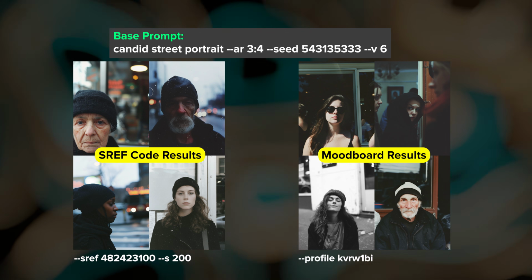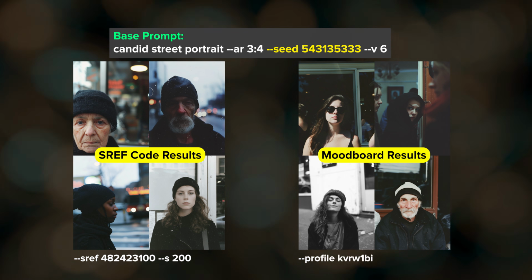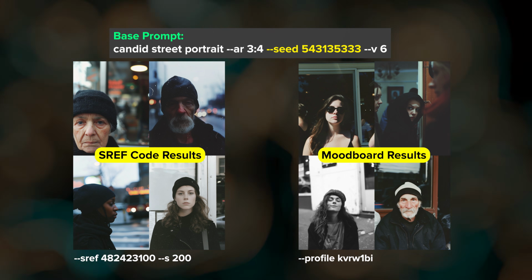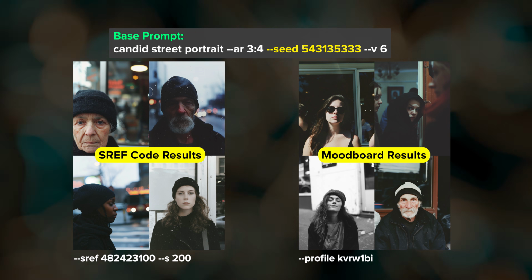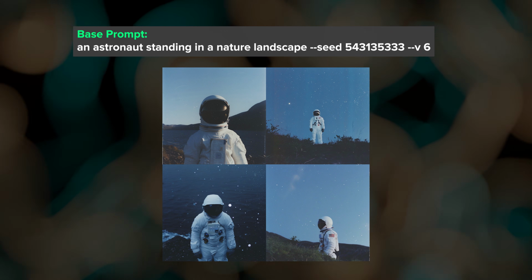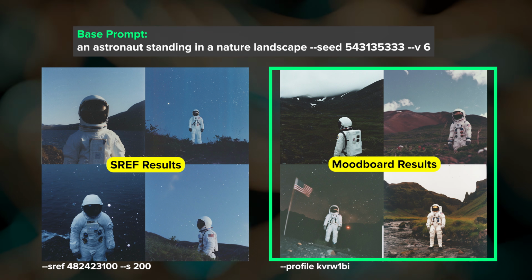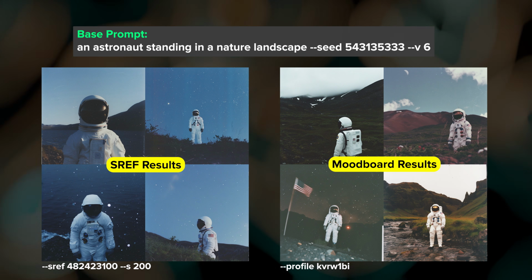The styles are similar, but the results between the two are different, and I'm still using the same seed number here. These differences can become more apparent depending on what you're prompting for. When I use this SREF to create astronaut images, they all have this lovely dark shade of blue. But with the mood board results, the color grading is a bit different across all 4 images.